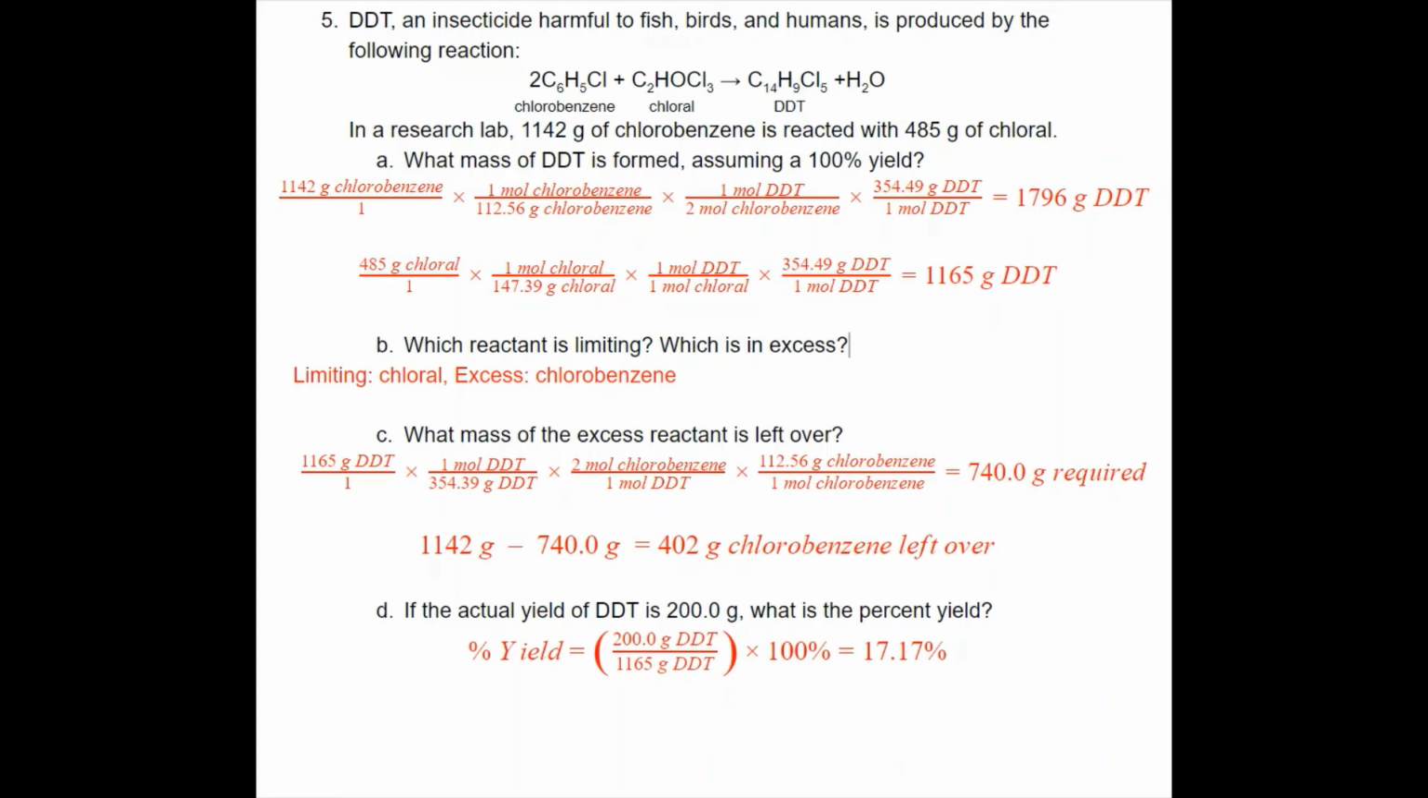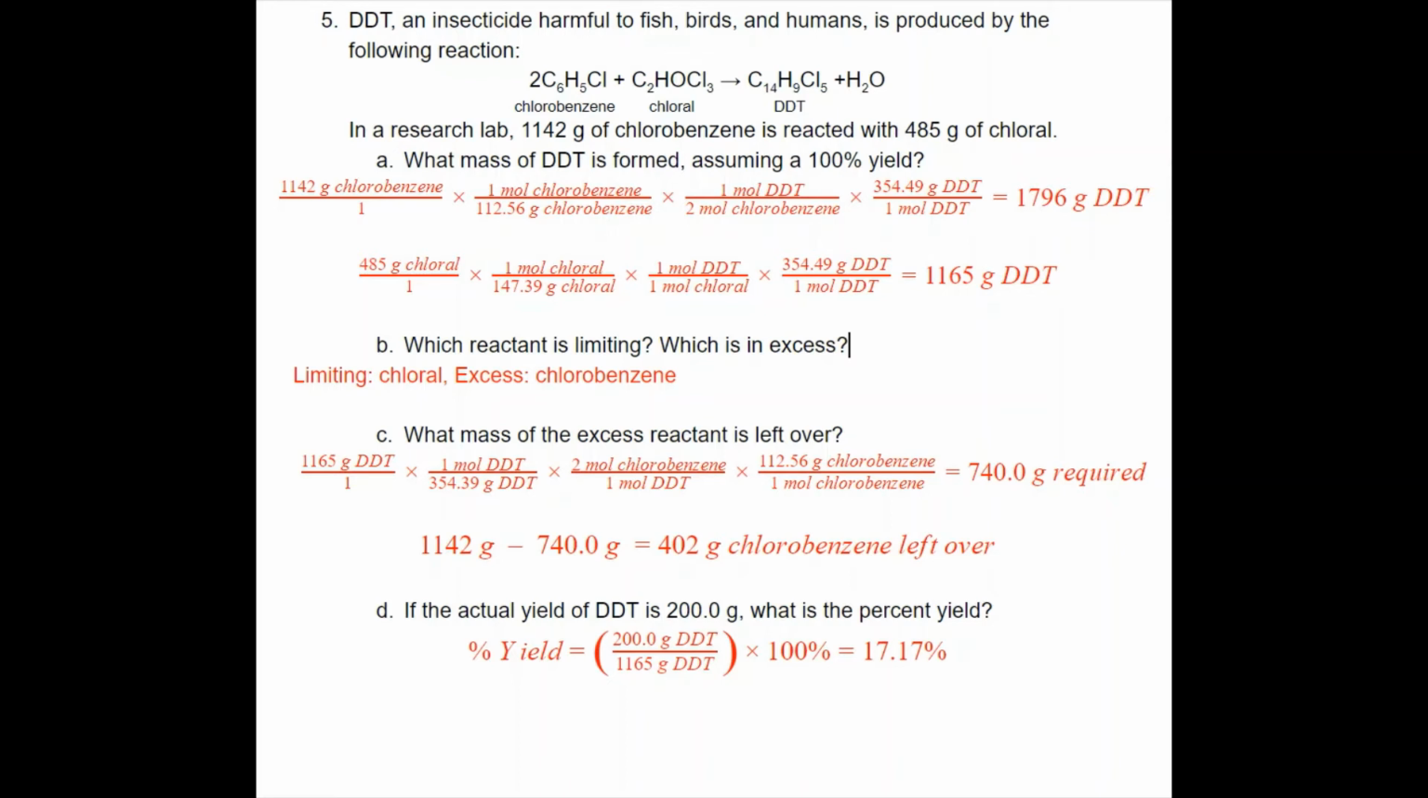We're going to run out of that. So I'm going to have some excess chlorobenzene left behind in my reaction mixture. So how much of that excess is going to be left over? So I'm going to calculate, in order to produce this 1,165 grams of DDT, how many grams of chlorobenzene do I need to do that?